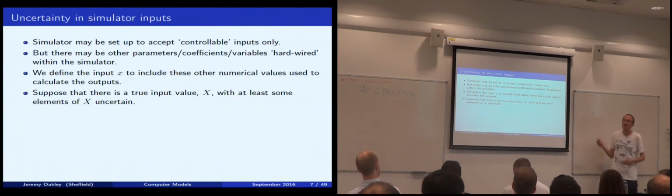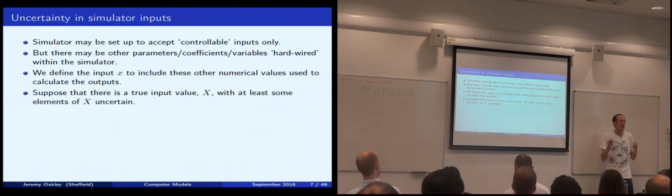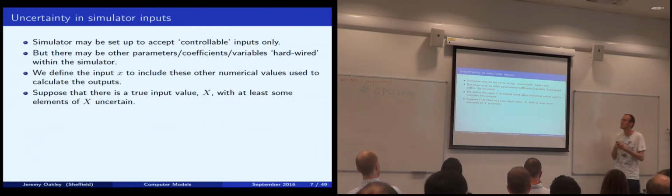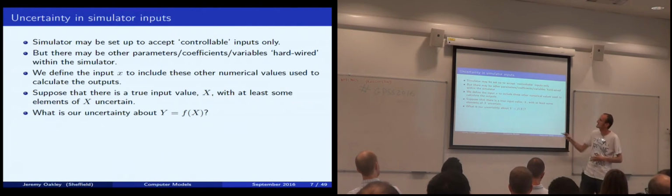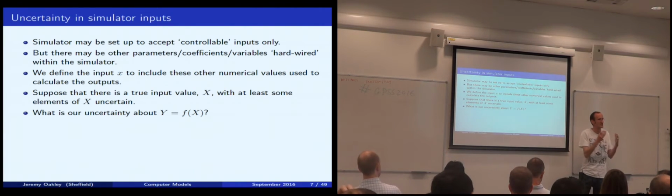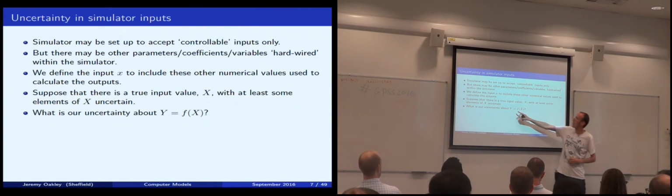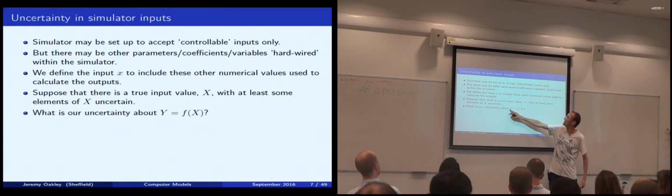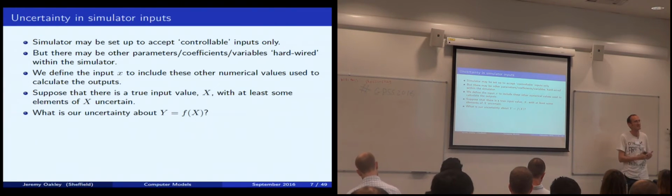And then we suppose that in the application that you're using your simulator, there is a true value. Okay, a true value, but it may be uncertain. And so what you want to know is, if capital X represents this true but unknown input value that I should be using, capital Y would be what my simulator would give me if I could run it at those true settings. What's my uncertainty about the output if I'm uncertain about the input? So I want to think about propagating uncertainty about model inputs through the model and quantify my uncertainty about the model outputs.